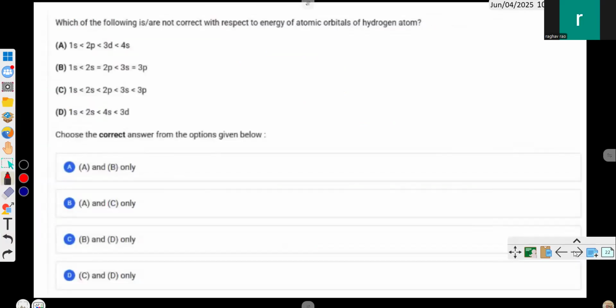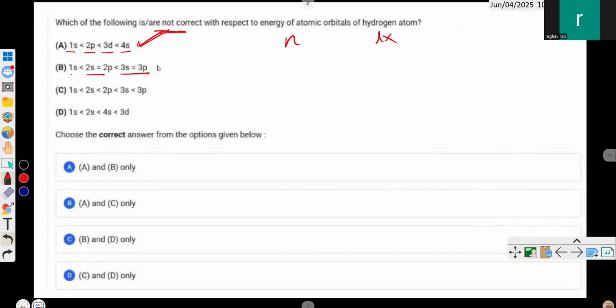Next. Which of the following is not correct? You have to be very careful with this. Not correct with respect to the hydrogen atom. For the hydrogen atom, we are bothered only about the principal quantum number, not the azimuthal quantum number. So 1s is less than 2, then 3, this is in agreement. This is correct. 1s, 2s equals 2p.